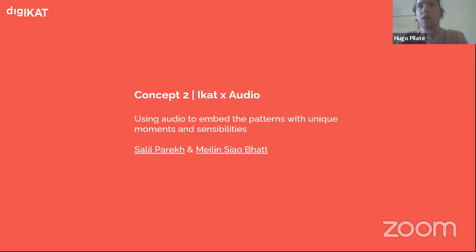Concept 2 is ikat and audio. So Salil and Melin are working on using audio to embed the patterns with unique moments and sensibilities. That means that, if you see ikat as this set pattern, it almost looks like it's alive. And so through creative code, being able to say, if one day you are listening to the birds and recording them, seeing how the sound of the chirping might affect the design of the textile.